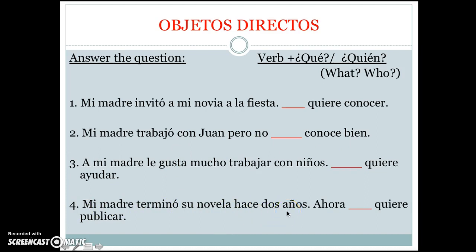Here, mi madre terminó su novela hace 2 años. My mother finished her novel 2 years ago. Now, she wants to publish what? What does she want to publish? ¿Qué? She wants to publish su novela. Novela es singular, femenina, so which pronoun do we use? La.